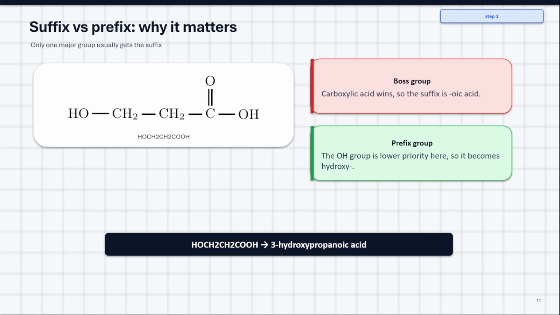That gives us propanoic acid as the parent acid. The OH group is still there, but because it is lower priority in this molecule, it becomes the prefix hydroxy. Now we number from the acid carbon as carbon 1, so the OH is on carbon 3. The correct name is 3-hydroxypropanoic acid.